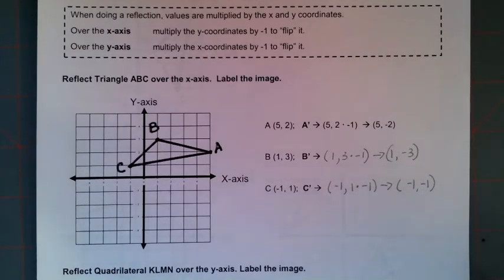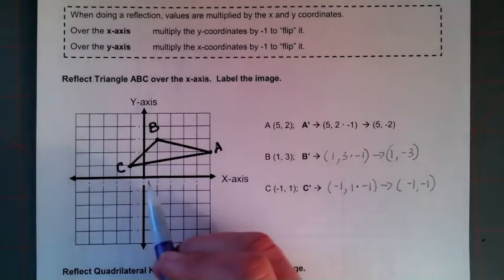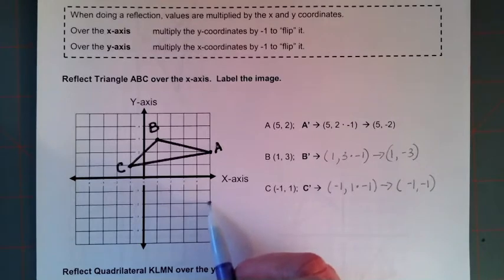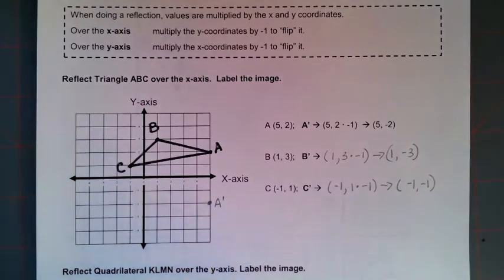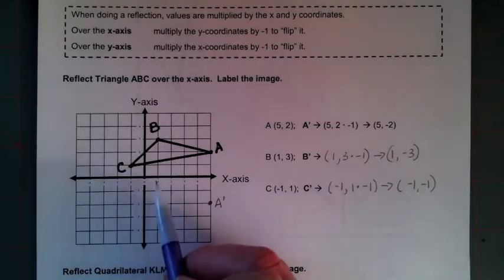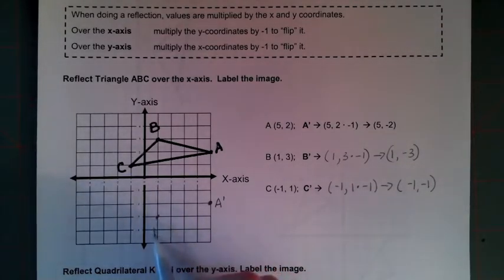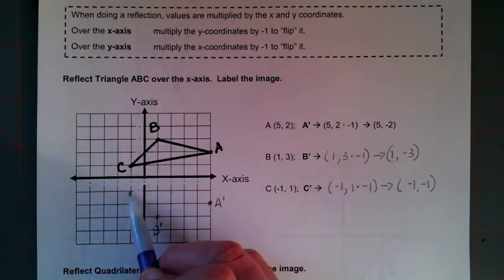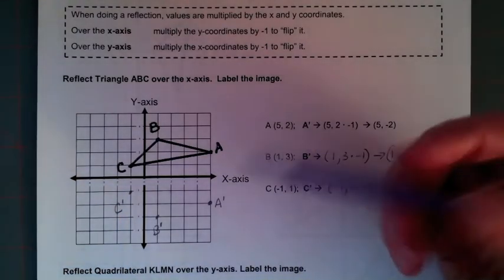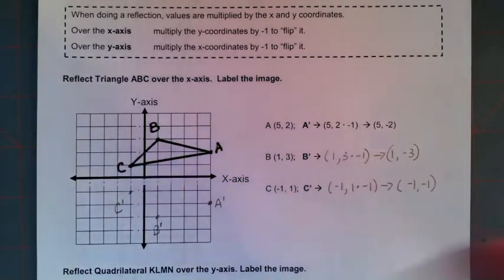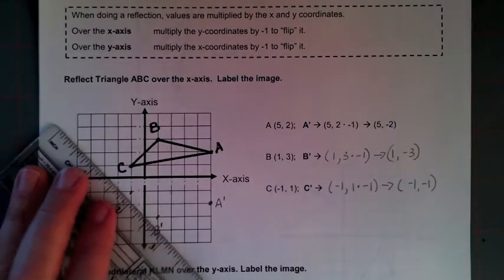Well, let's take a look at what it looks like when we graph this new image. A prime will be located at 5, -2. Label that one A prime. It's a good idea to label your points as you draw them, and that way you won't get confused as to what's what. B prime will be located at 1, -3. And C prime will be located at -1, -1. So see, all of our points moved from the first and second quadrants to the third and fourth quadrants. We created that vertical shift by multiplying the y-coordinates by -1.